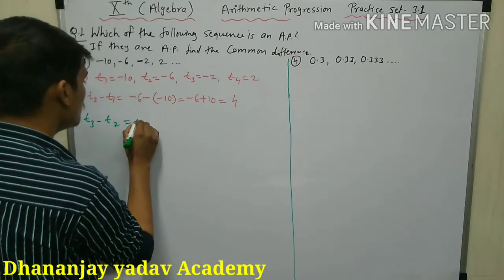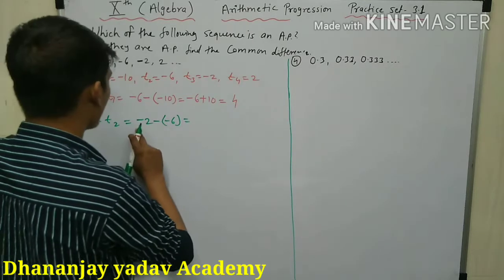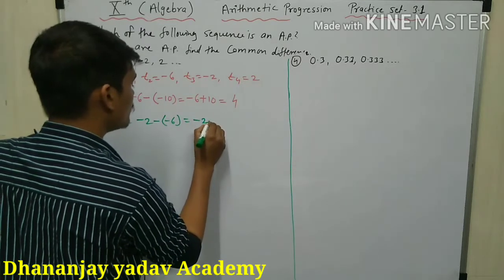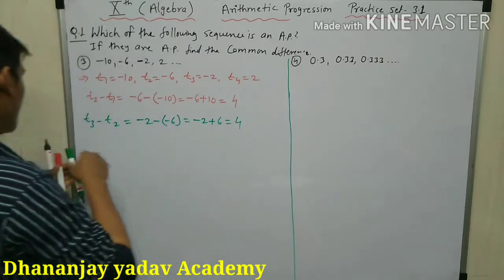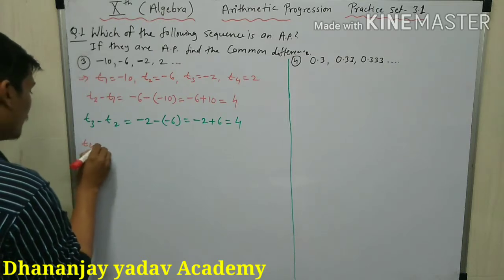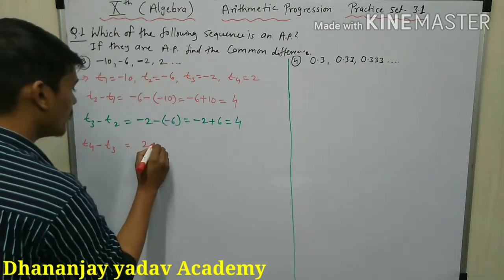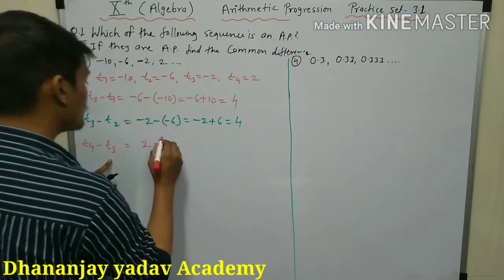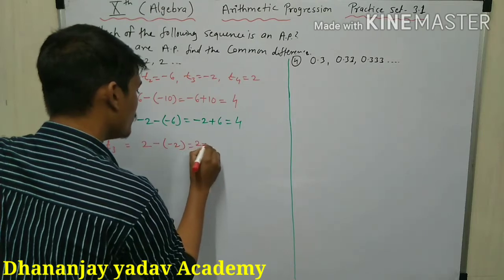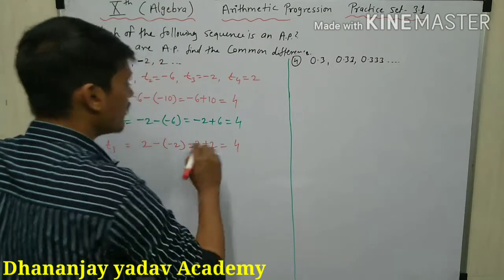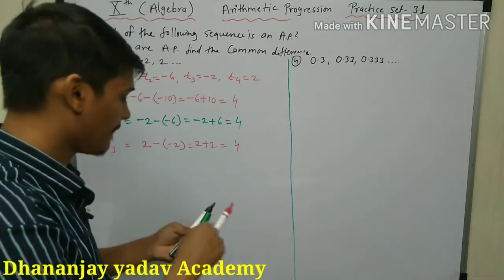Now second, T3 minus T2 is equal to minus 2 minus minus 6, which is minus 2 plus 6, equal to 4. Clear? Now T4 minus T3 is equal to 2 minus minus 2, which is 2 plus 2, equal to 4. So all the differences are the same.